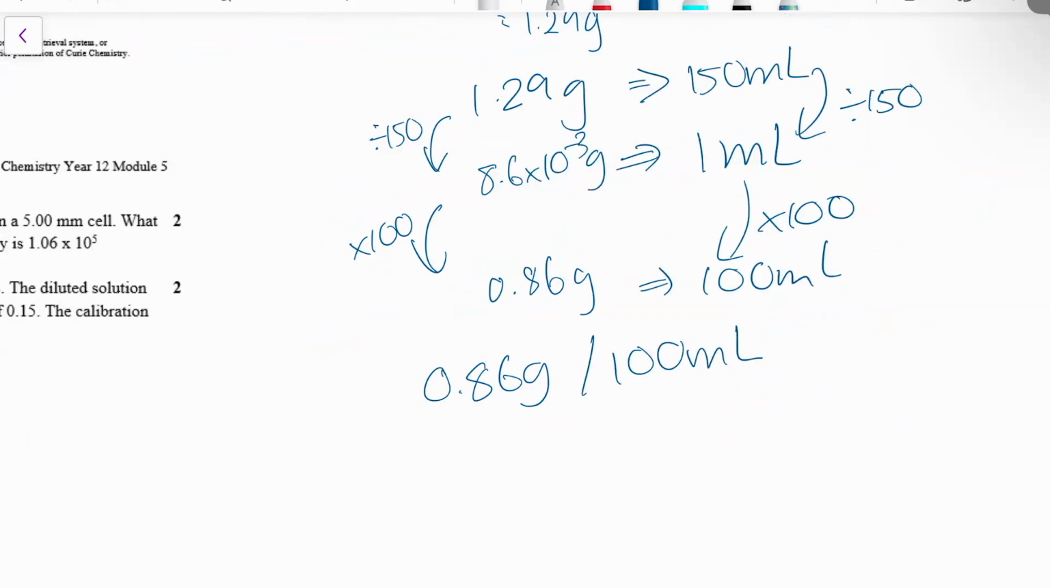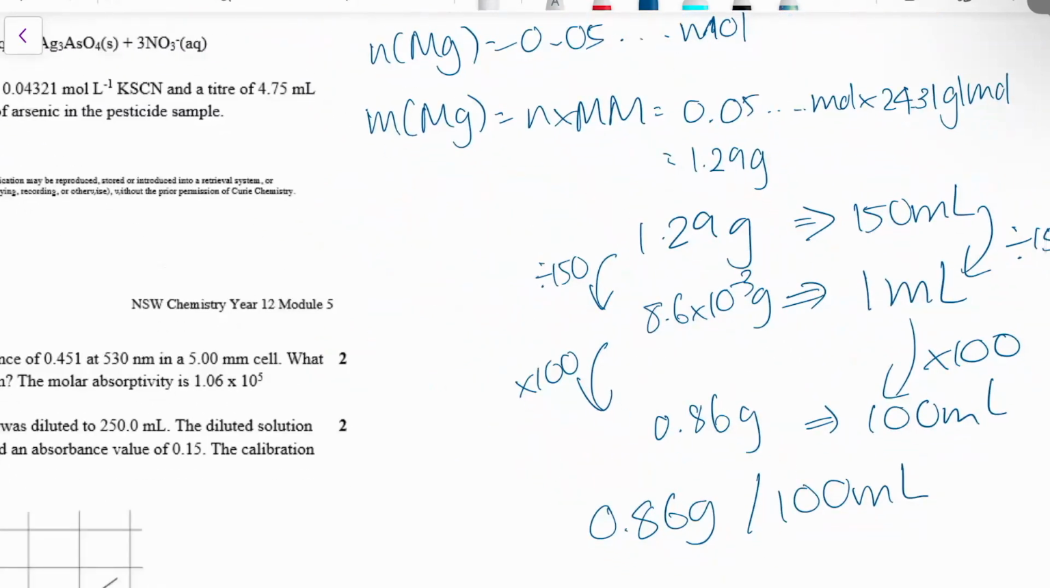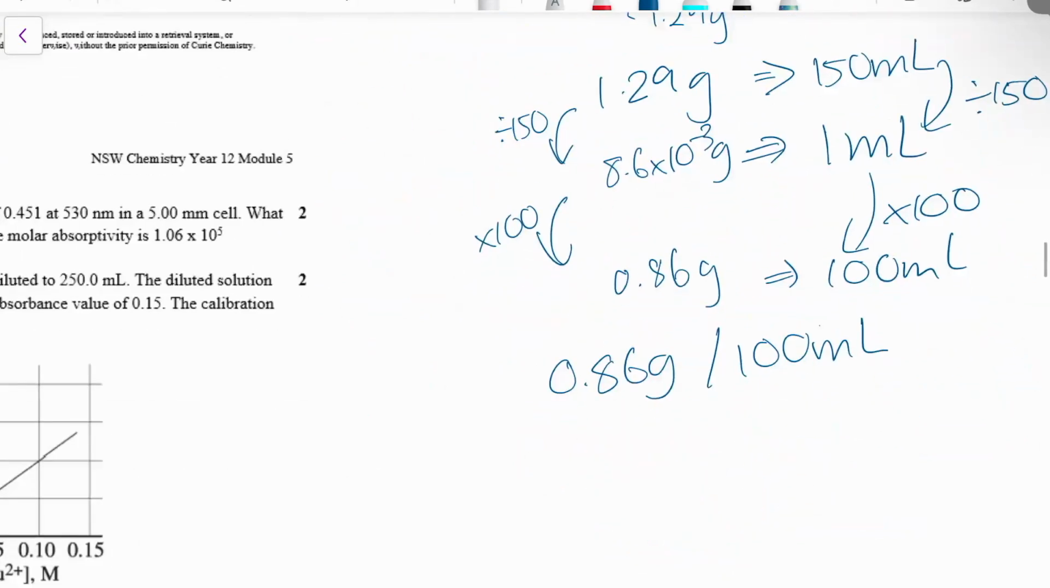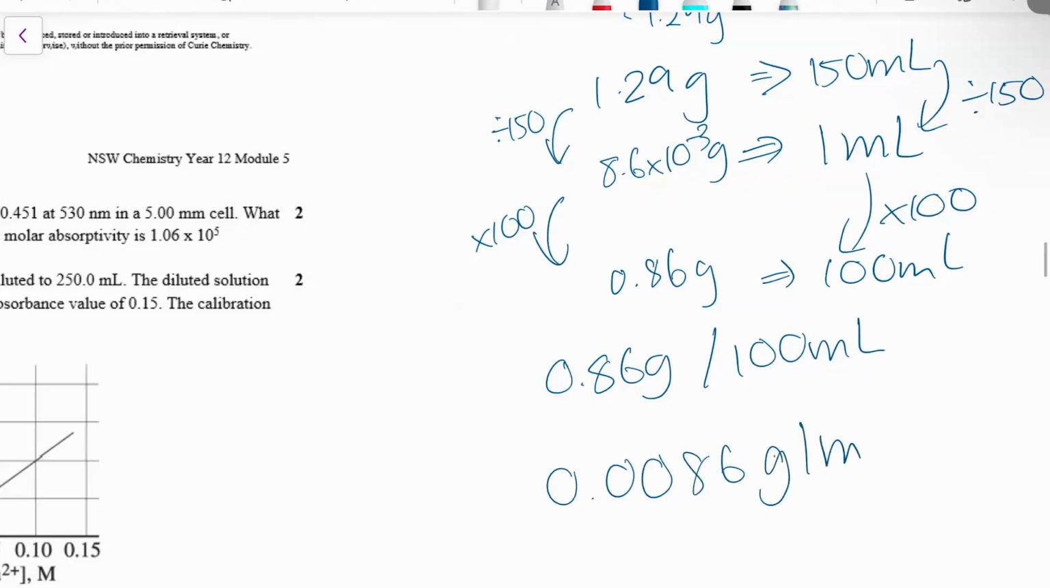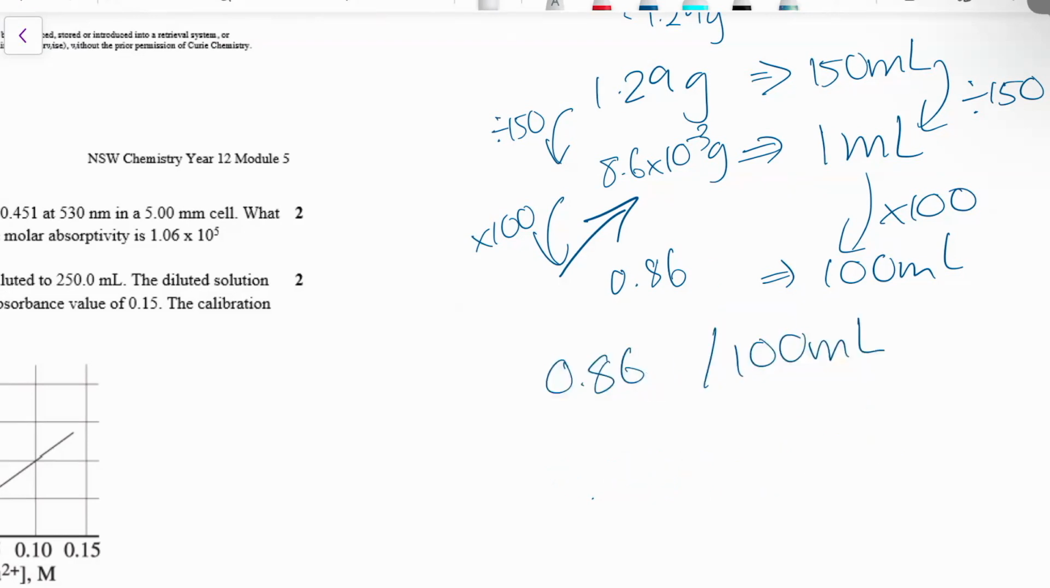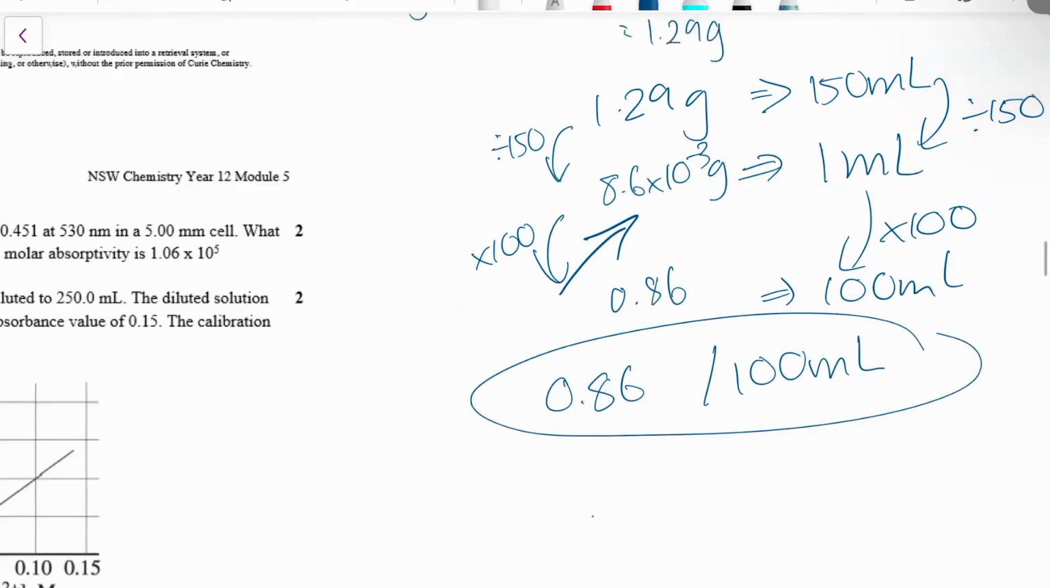When they say per 100 mil, they actually want it kept in the denominator. Because if you try putting this in the calculator, if you do 0.86 divided by 100, you'll end up with 0.0086. But because you've divided by the 100 now, that ends up being grams per mil, which is what you had up here. So when you see per 100 mil, you want to keep the 100 down the bottom, so you don't sub that into the calculator. I rubbed off the wrong one. This one here is going to be your answer. Any questions?